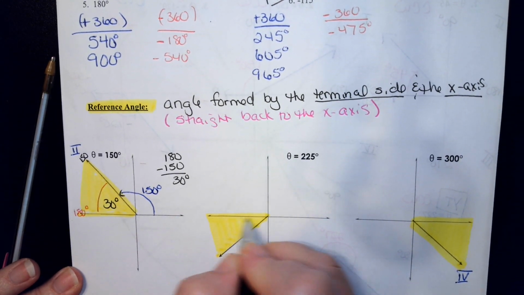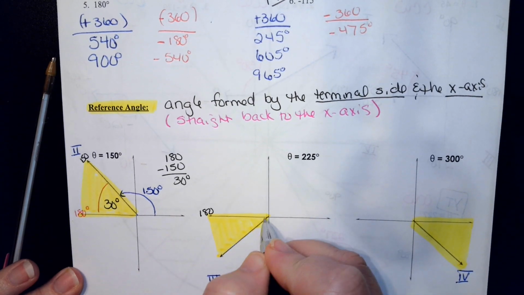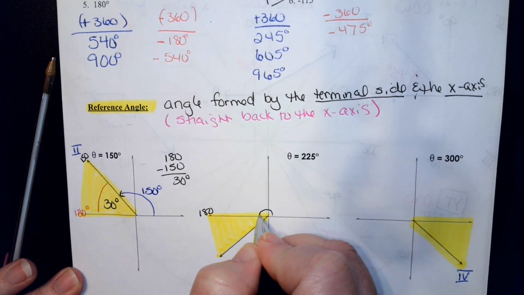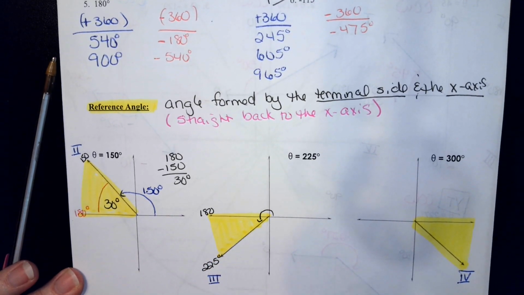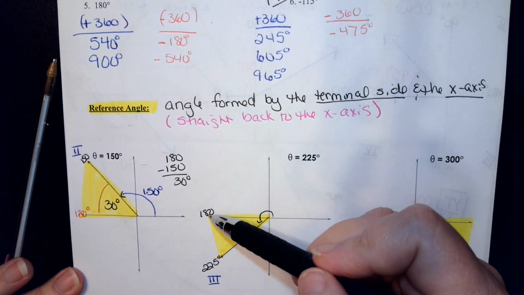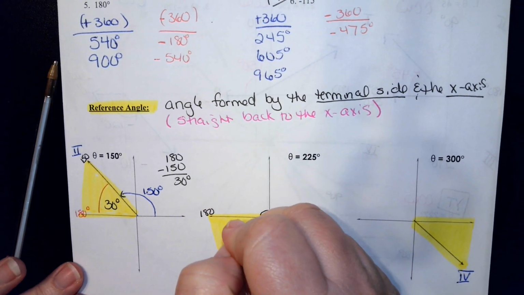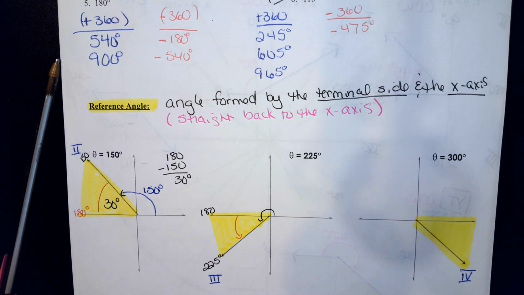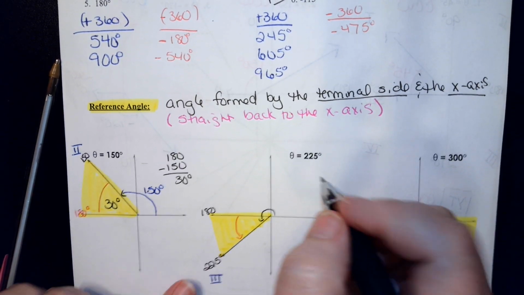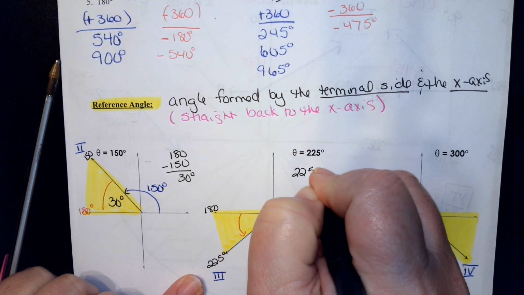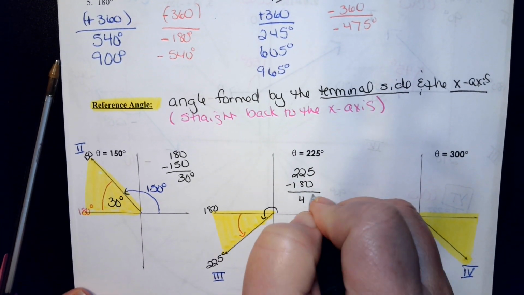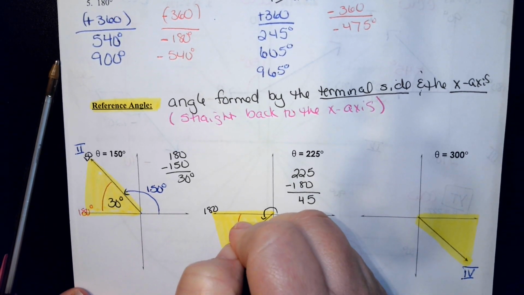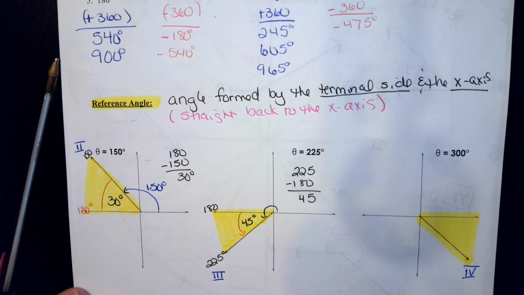All right, so right here the x-axis is at 180, but my original angle is 225, so this stops at 225 degrees. So to go from 180 to 225, how many degrees is that? Well, you know when you always subtract, you do bigger minus smaller. So my bigger angle is 225 minus my 180, and that's going to give us 45. So your reference angle here is 45 degrees.